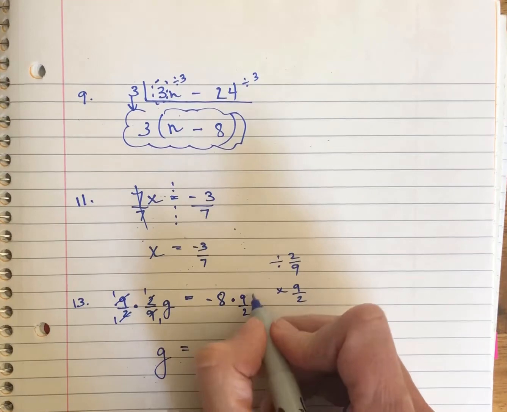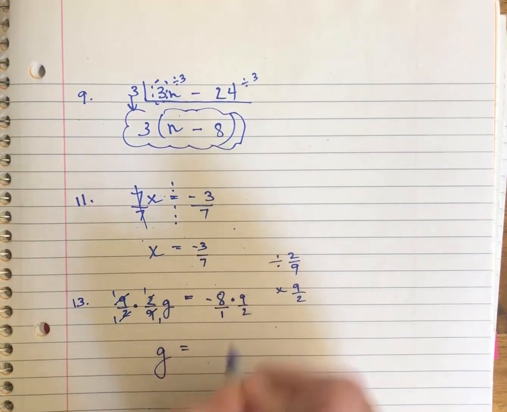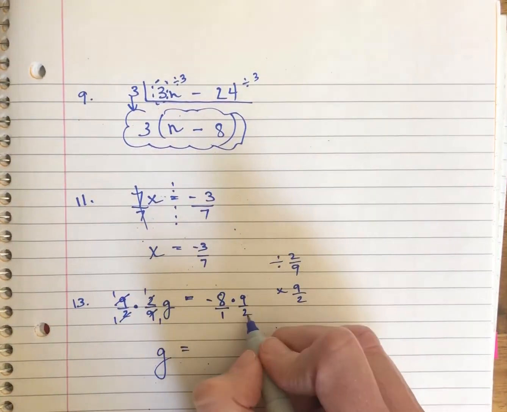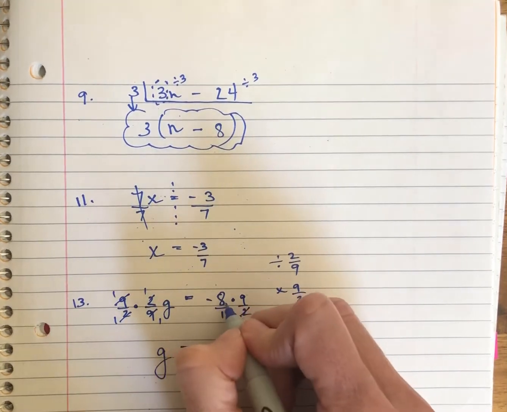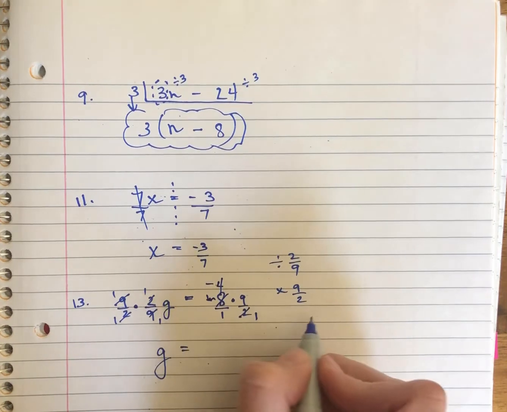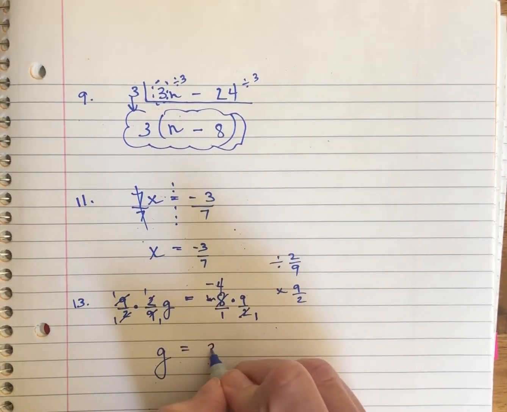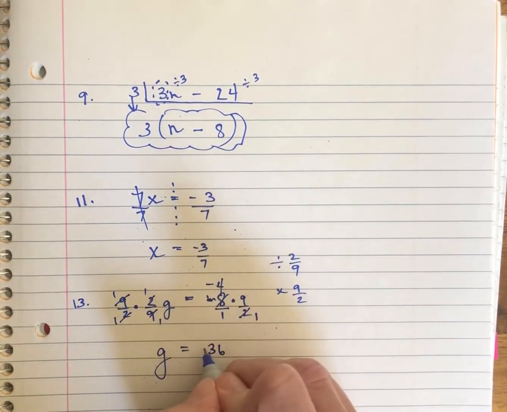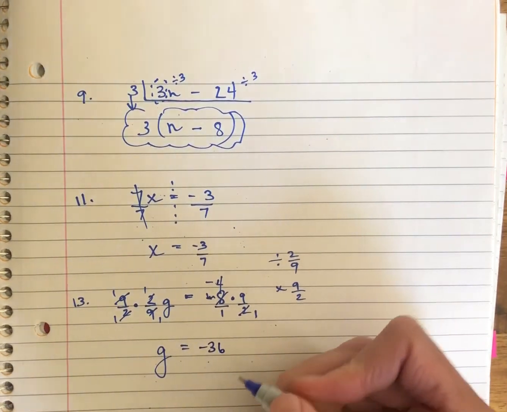We multiply the other side by 9/2. 8 is the same as 8/1. 2 goes into 2 once, 2 goes into 8 4 times. This was a negative, okay? Then we can multiply straight across. 4 times 9 is 36, and the opposite of a positive makes it a negative 36.